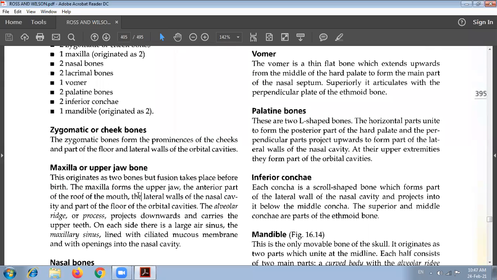The maxilla forms the upper jaw, the anterior part of the roof of the mouth, the lateral walls of the nasal cavity, and part of the floor of the orbital cavity. So the maxilla forms the roof of our mouth. When we open the mouth, you will see the upper surface.